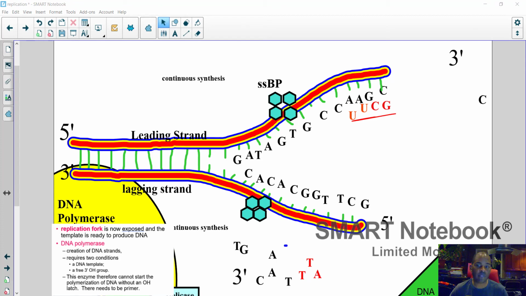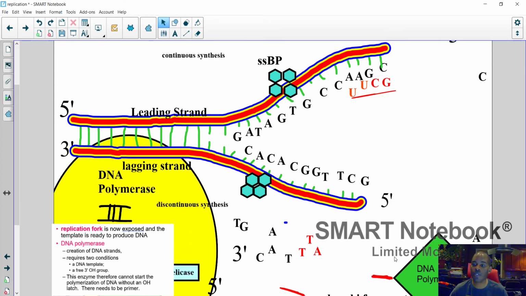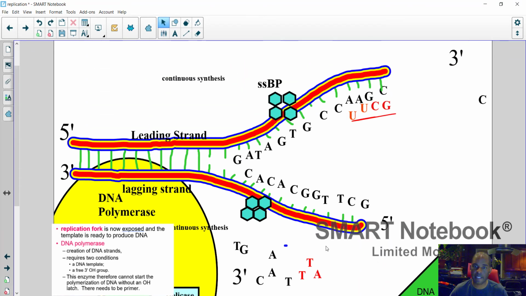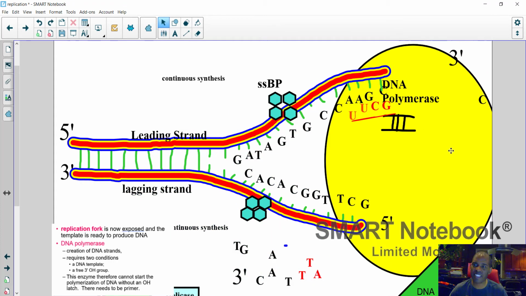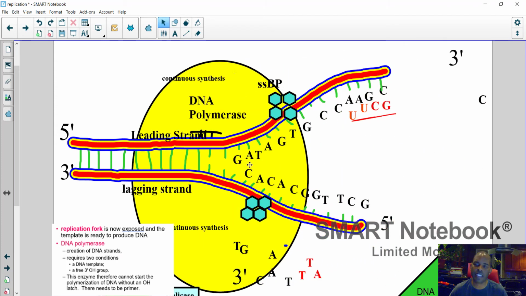Now we are ready to replicate. So if I were to ask the question in class, the question would be: what do you think the next enzyme is that's going to replicate the DNA? And it seems to make sense that that next enzyme would be DNA polymerase. Here it is, a big giant DNA polymerase. Its job is to polymerize DNA, to make copies of the DNA.